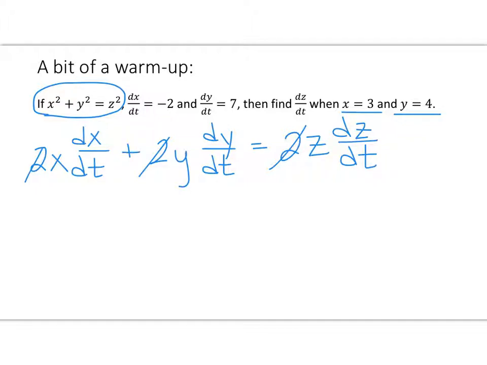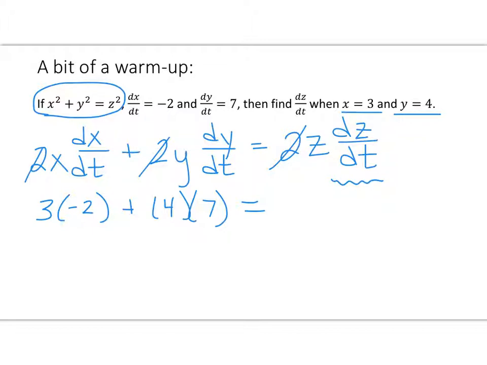And now I'm just going to plug in. I'm trying to find dz/dt. So I'm going to plug in everything I know. All right, so plugging in what I know, x is 3, dx/dt is -2. I know y is 4. I know dy/dt is 7. But I come over here and I go, oh, wait a minute, there's nothing to plug in for z. I didn't get enough information. But we did get enough information.